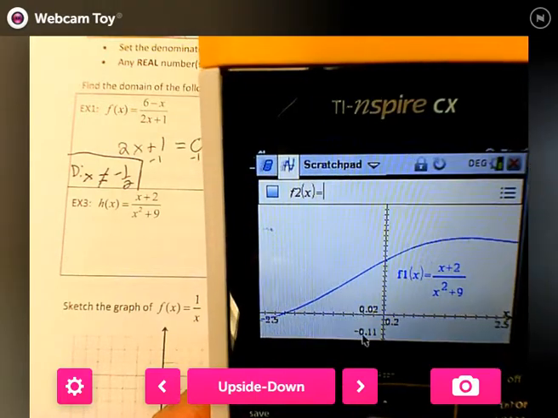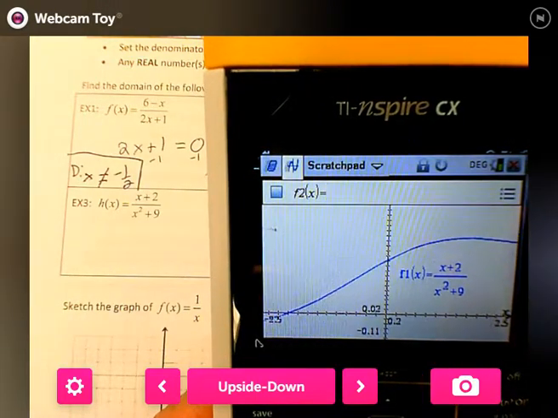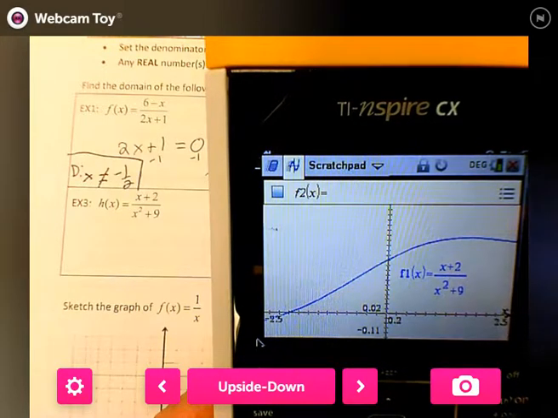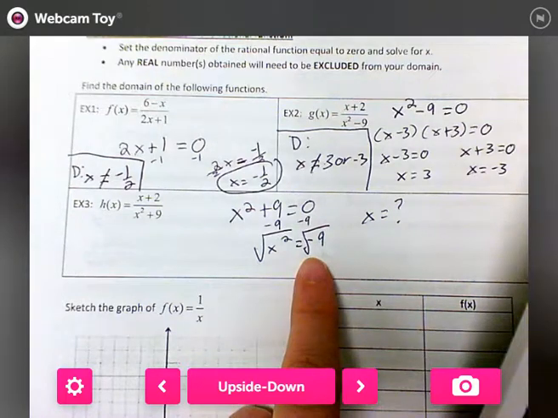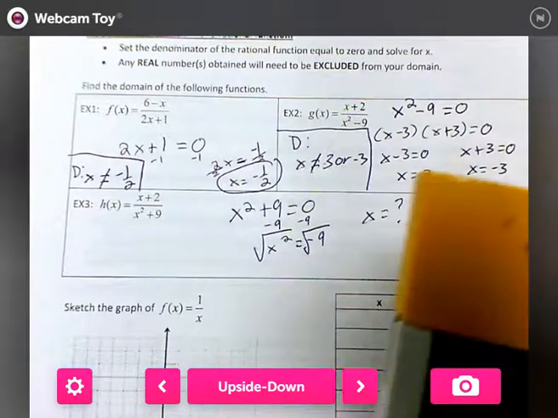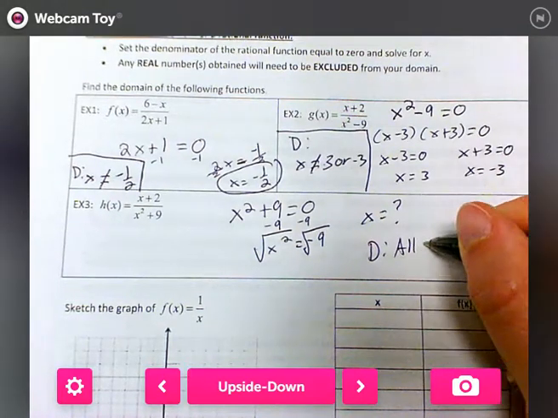Okay? So, you guys can see there's no hole in my graph anywhere. And it's because this is going to give me an imaginary number. So my domain is all real numbers.